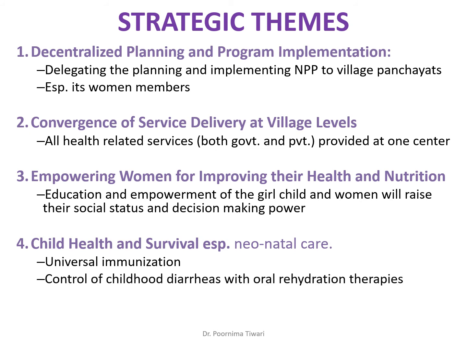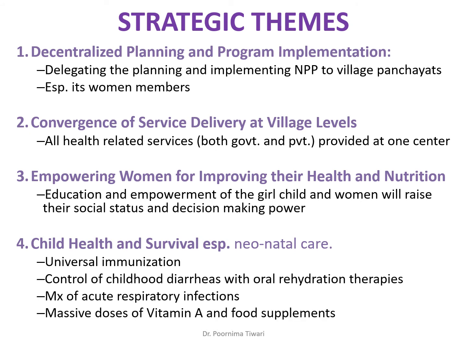that will prevent child deaths, control of childhood diarrheas which used to cause death by dehydration, control of diarrhea and preventing deaths by using oral dehydration therapies, managing acute respiratory infections. Childhood diarrheas and childhood pneumonias were the highest cause of child deaths. They still are, but they are now decreased. Massive doses of vitamin A and food supplements to improve the immunity of children.